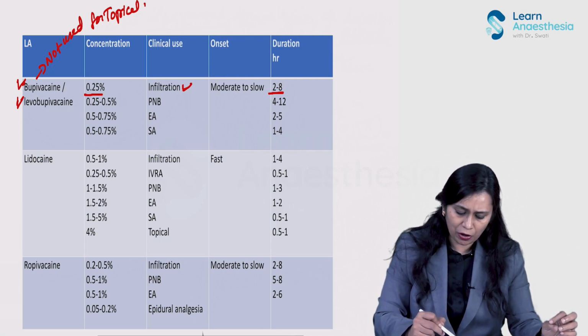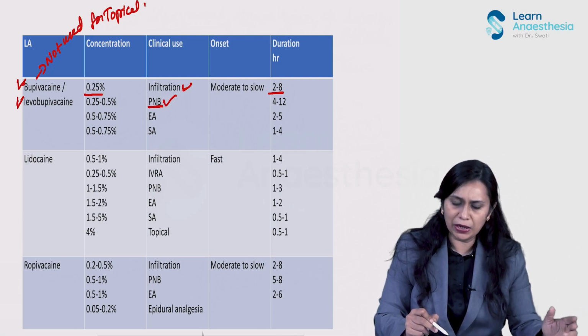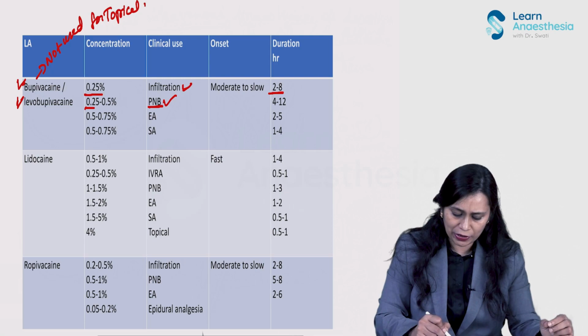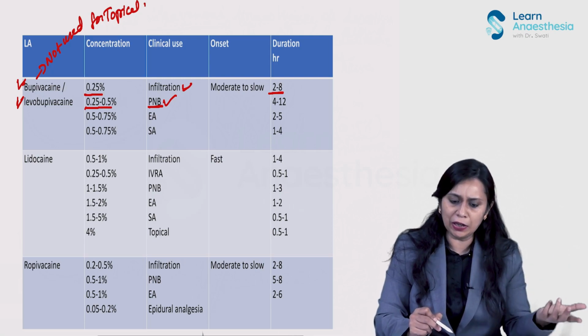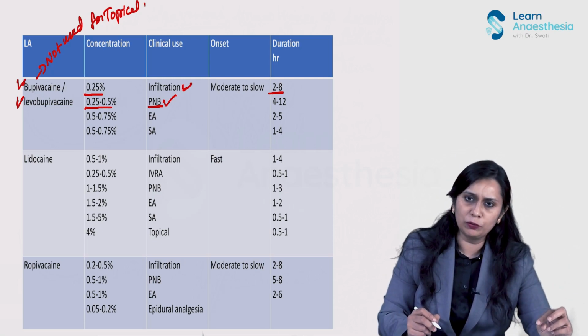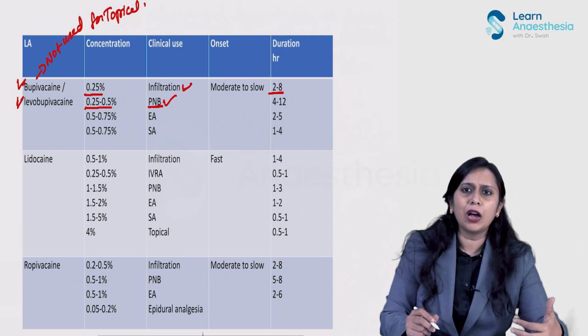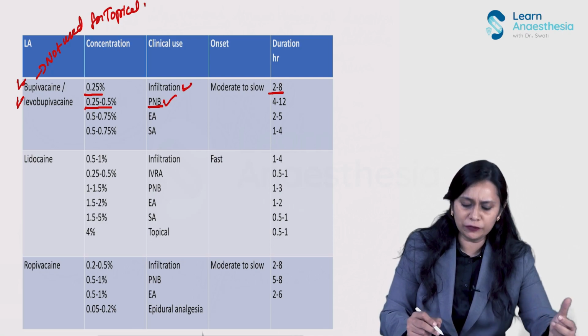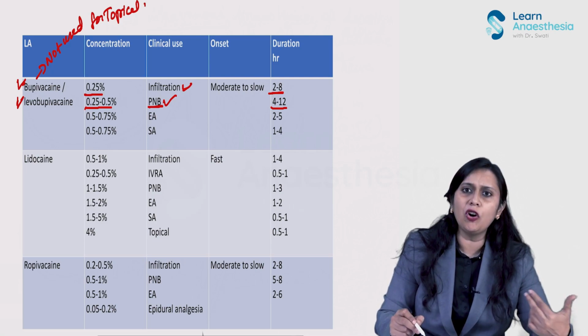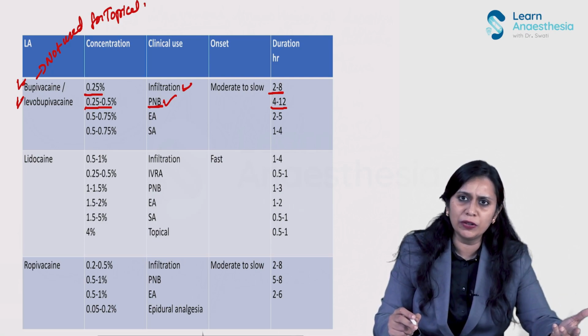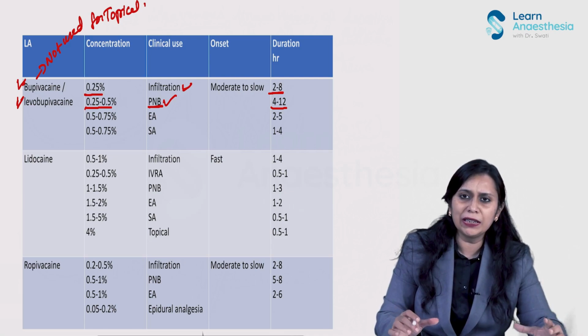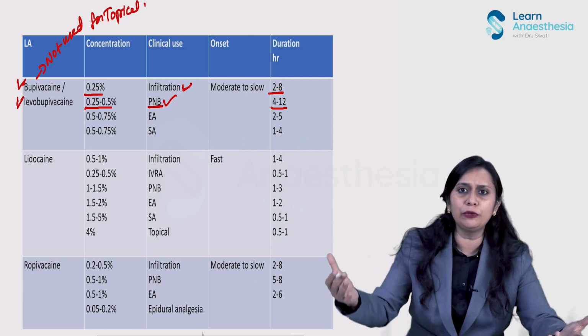We use bupivacaine and levobupivacaine for peripheral nerve block, right? Very commonly for peripheral nerve block. Concentration 0.25 to 0.5% depending upon the nerve fibers we want to block. If only analgesia, we use a lesser concentration. If along with sensory fibers we want to block motor fibers, we use a higher concentration. So for peripheral nerve block, again onset is moderate to slow, and duration 4 to 12 hours according to the additives we have used with this bupivacaine. We can increase the duration from 4 hours till 12 hours.